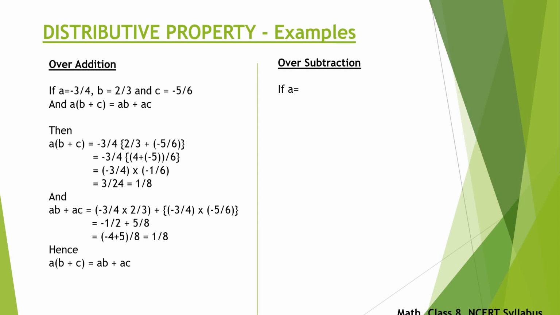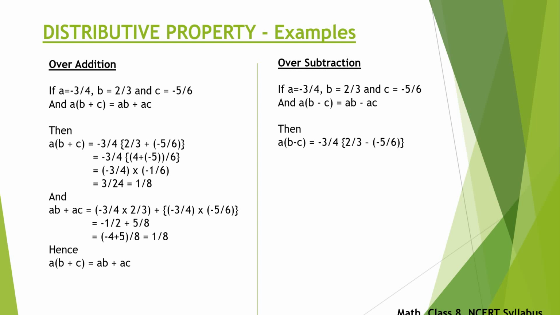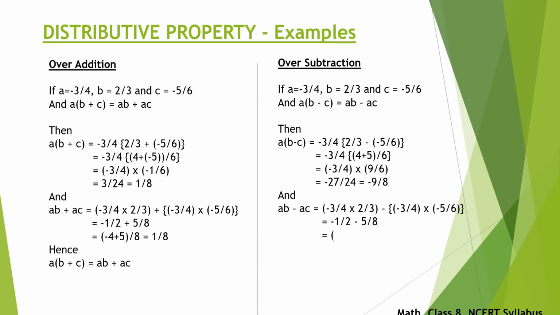Now let us see for subtraction. Over subtraction, a into b minus c should be equal to ab minus ac. So a into b minus c is resulting as minus 9 by 8, and ab minus ac is again minus 9 by 8. So we can say that rational numbers are distributive over addition and subtraction.